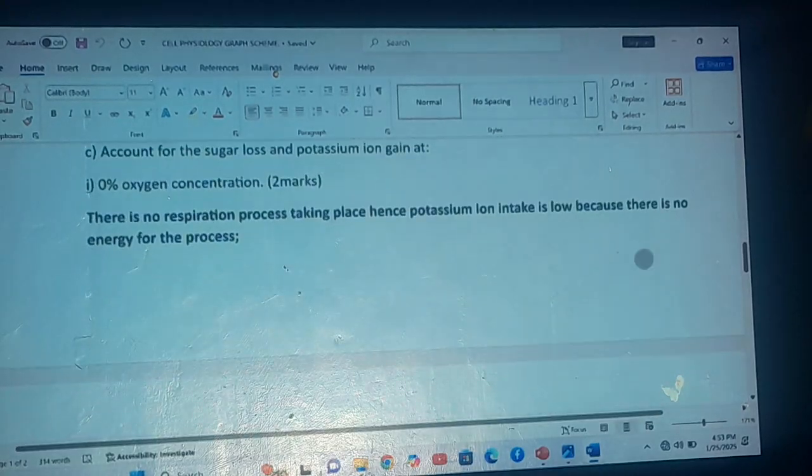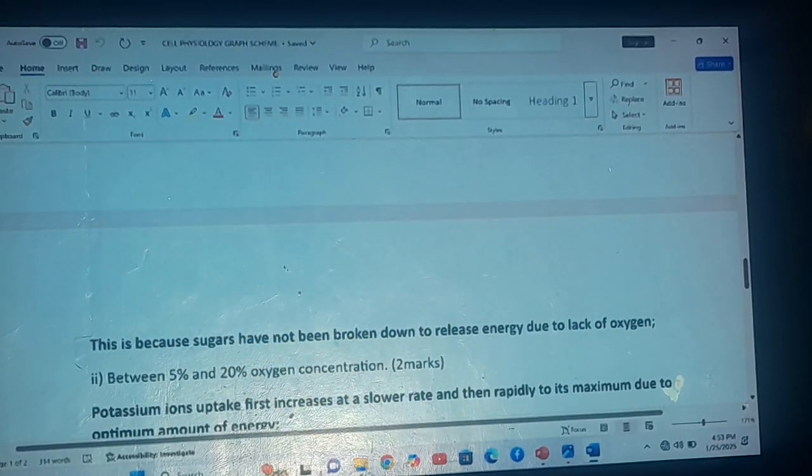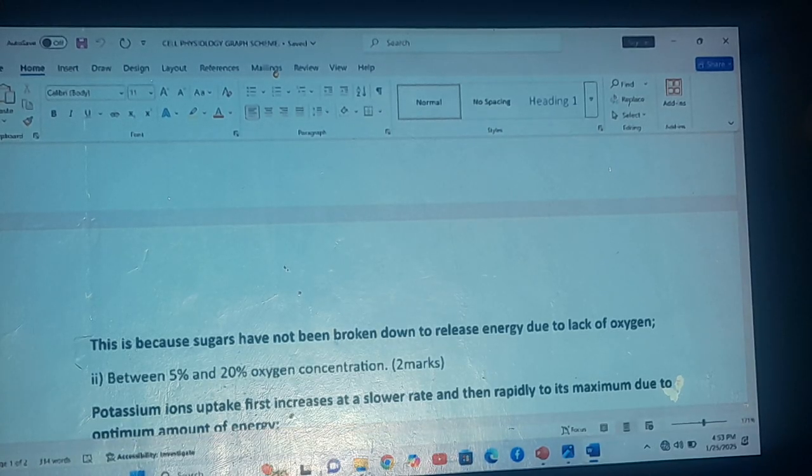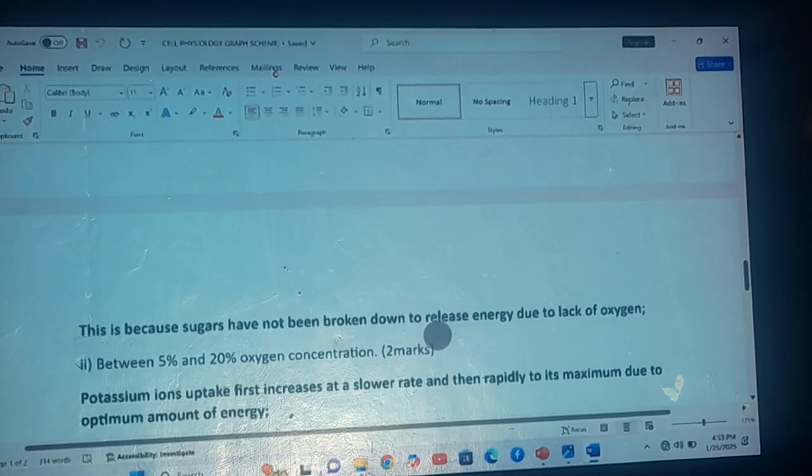By diffusion. This is because the sugars have not been broken down to release energy, because we're speaking about sugar loss. Even the sugar breakdown is still low because there is no oxygen to break down that substrate, which is the glucose, and there will be no release of energy.